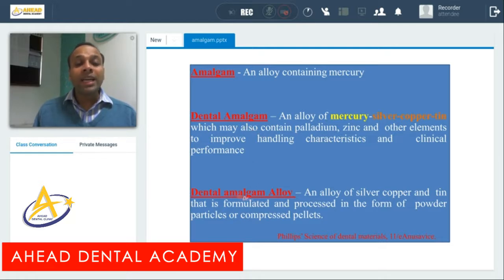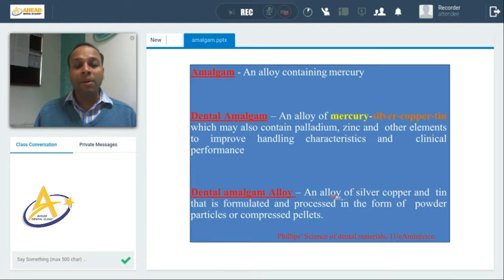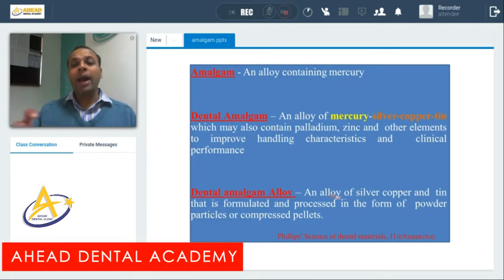Next is your dental amalgam alloy. The definition says, an alloy of silver, copper, and tin that is formulated and processed in the form of powder particle or compressed pellets. Basically, we all have used amalgam. In that, we use an alloy and mercury. The alloy which we use is what is known as dental amalgam alloy, and the mass which is formed after mixing dental amalgam alloy and mercury is what is known as dental amalgam.